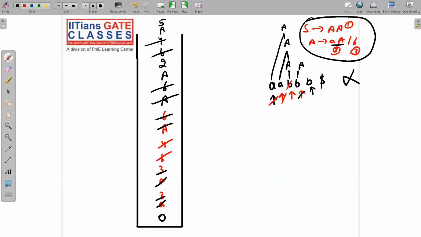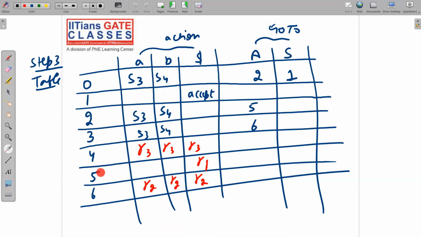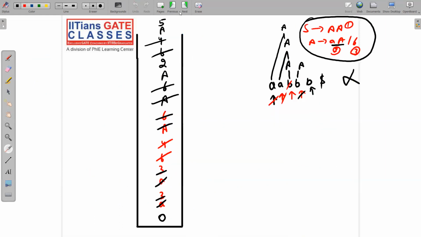Okay, so this was for SLR1. That's why we are saying now we are not applying the reduce move blindly. See, on state number 5 also we have a reduce move. In case of LR0 we have a reduce move here. In both the cells we were having R1. So what will LR0 do? It will do it blindly. That is the basic difference between SLR1 and LR0.